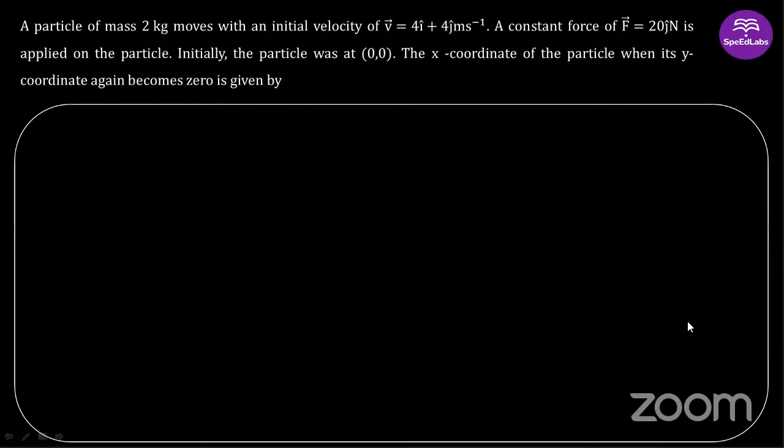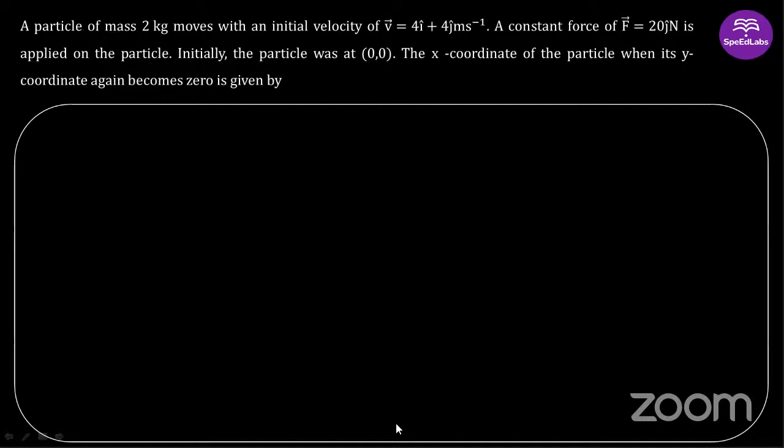The question is saying that a particle of mass 2 kg moves with an initial velocity of v = 4i + 4j meter per second. A constant force F = 20j Newton is applied on the particle. Initially, the particle was at (0, 0). The x coordinate of the particle when the y coordinate again becomes 0 is given by.